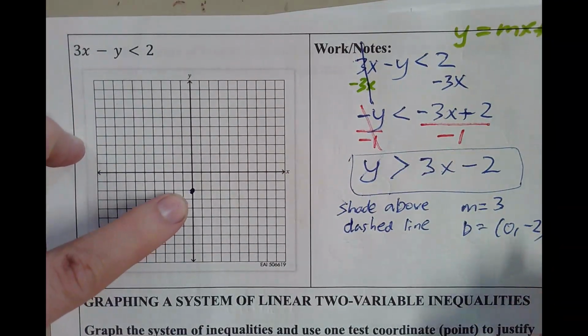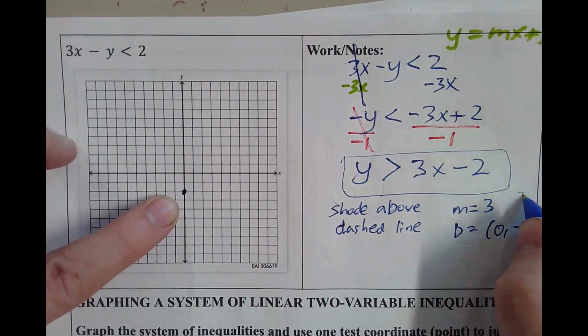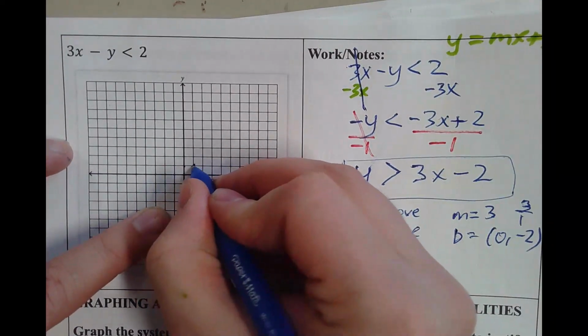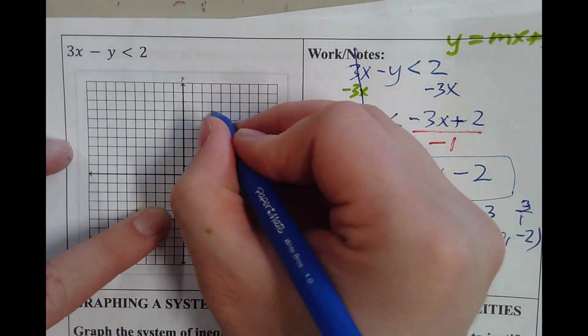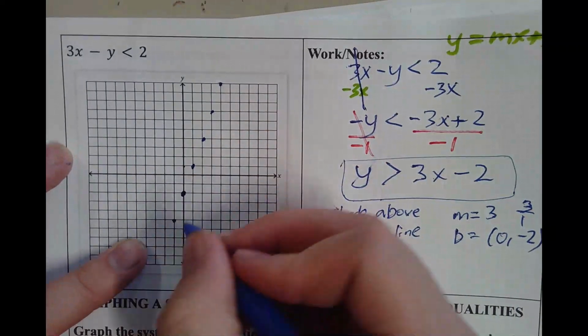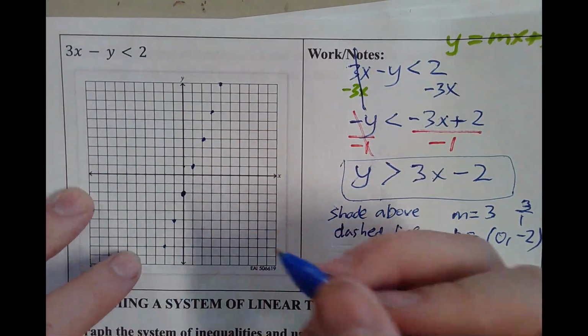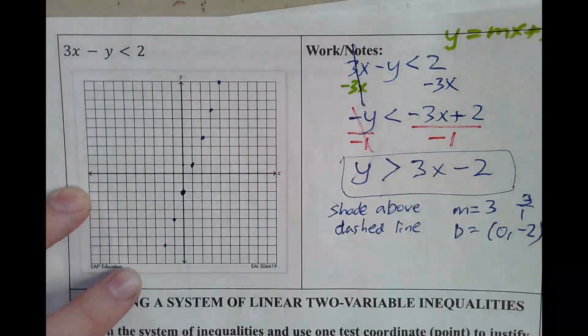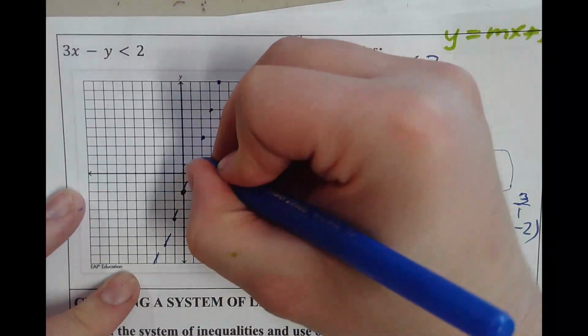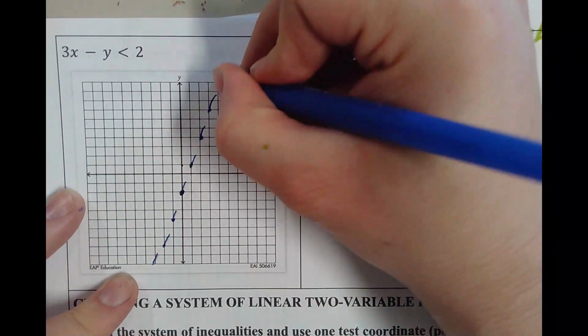Right there. And I'm going to do a slope of 3. Well, 3 is 3 over 1. Rise 3 over 1. Rise 3 over 1. Graph all the dots, which technically should be open circles, but that's okay. I'm going to do a dashed line since everything on the line is not a solution.